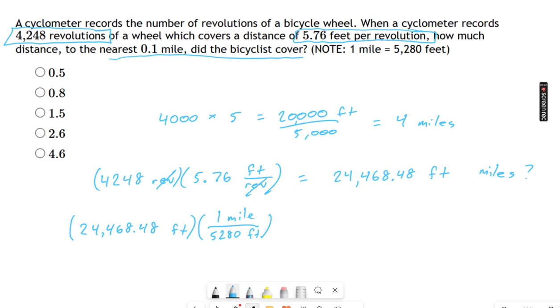But instead of just canceling out, I'm going to instead multiply the feet by the feet. And what that turns into is 24,468.48 divided by 5,280. And that gives me my final answer of 4.63 miles. It does take some practice to get used to these unit conversions, but this is the way it works. You have to figure out what to multiply or what to divide, and that will get you your answer.